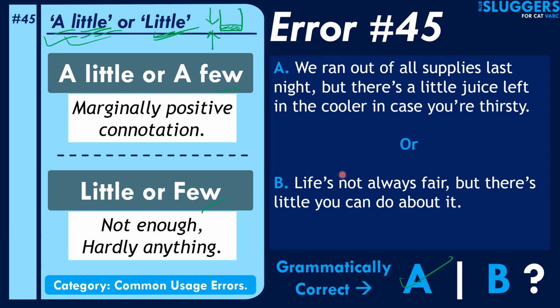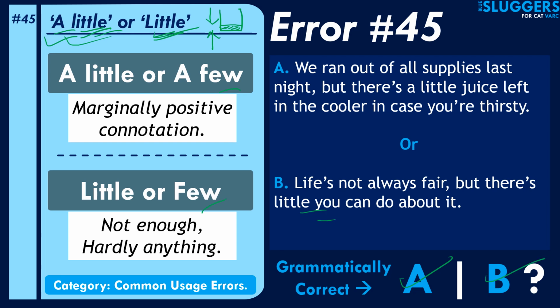Next one, life's not always fair, but there's little you can do about it. So even this is correct. Life's not always fair, but आप ज़्यादा कुछ इसके बारे में कुछ कर नहीं सकते. It seems to have a kind of pessimistic tone, so even this is correct.